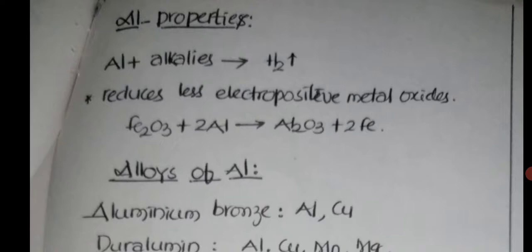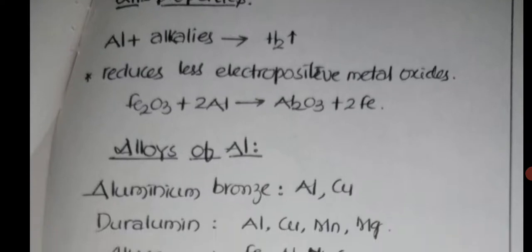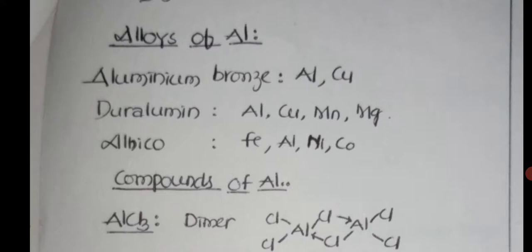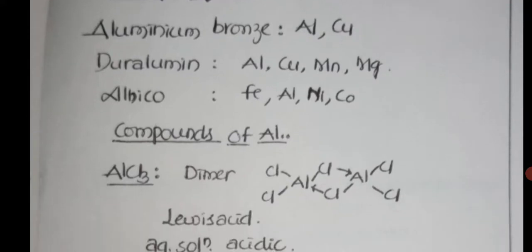Here mentioned is Fe2O3. Fe2O3 can be converted to Fe. This method is called the Goldschmidt aluminothermic process, used to repair railway tracks. Alloys of aluminium: aluminium bronze, duralumin, alnico. You can see the combinations here.